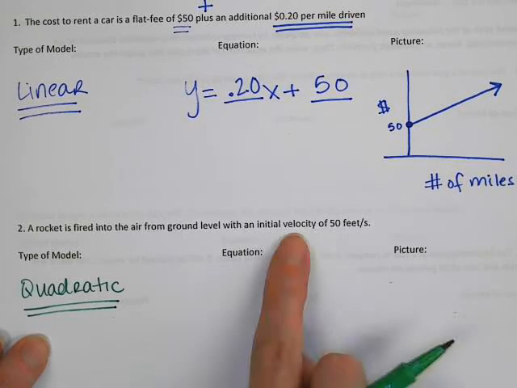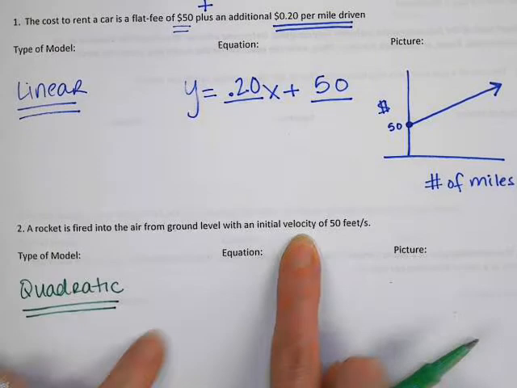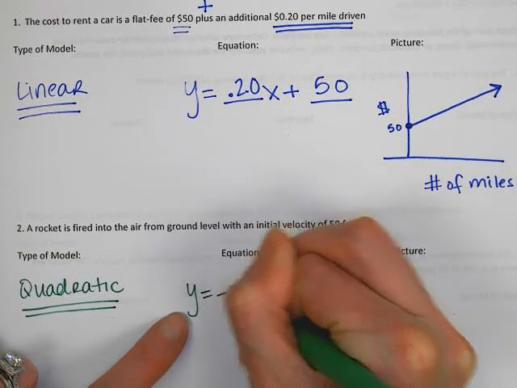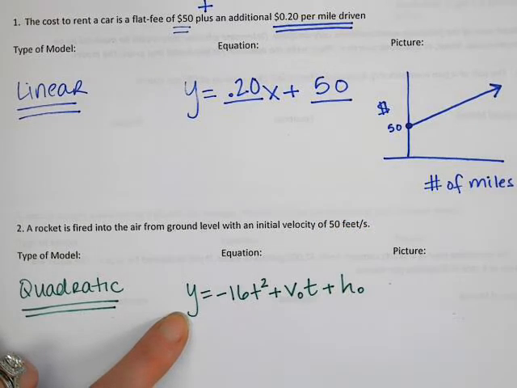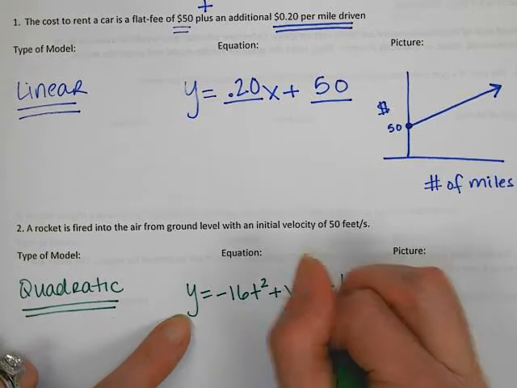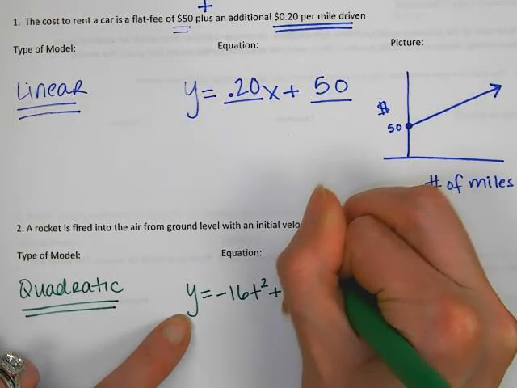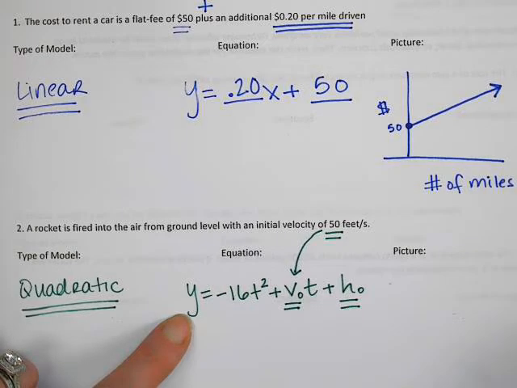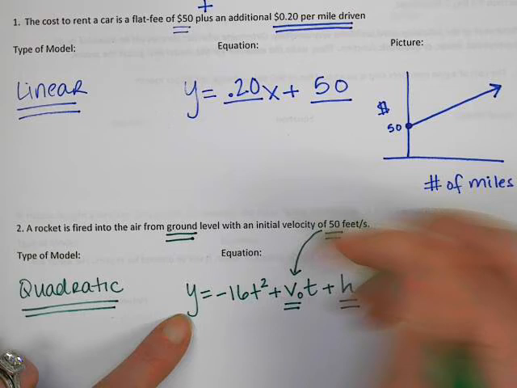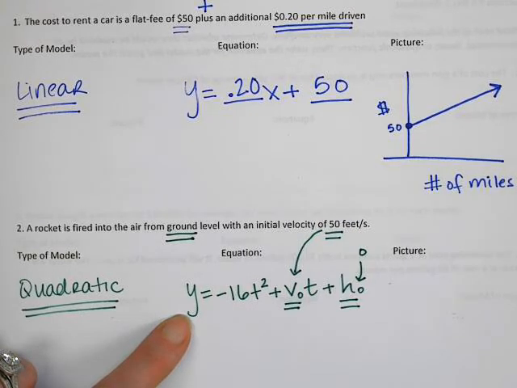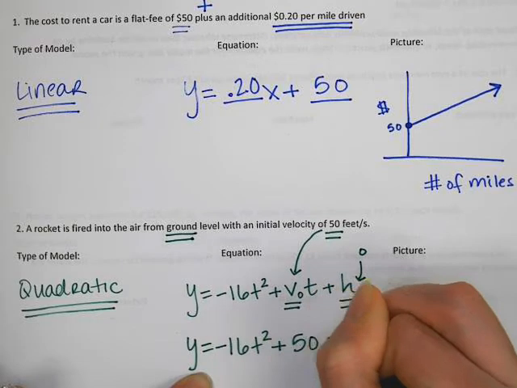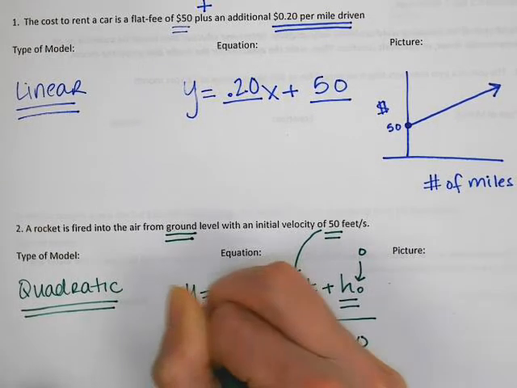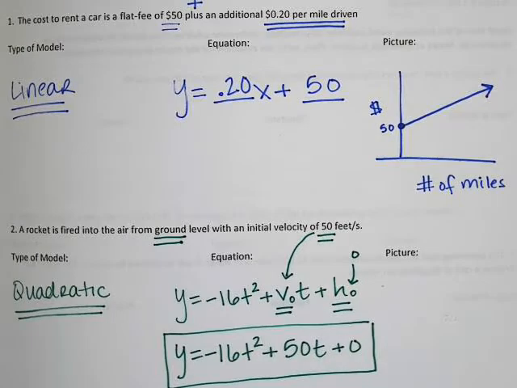All right, the equation. When they give the initial velocity, we're going to use this one: y equals negative 16t squared plus v0t plus h sub 0. Let's talk about what everything is. The initial velocity they give us is 50, and since it's starting at the ground, the initial height is 0. If we plug those in, y equals negative 16t squared plus 50t plus 0. You don't have to put the plus 0, but that's our quadratic equation.